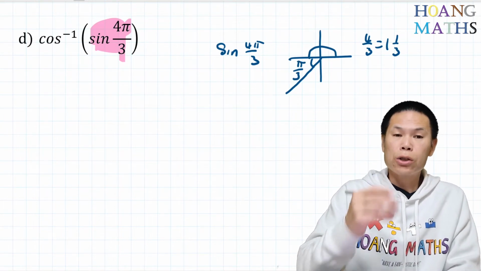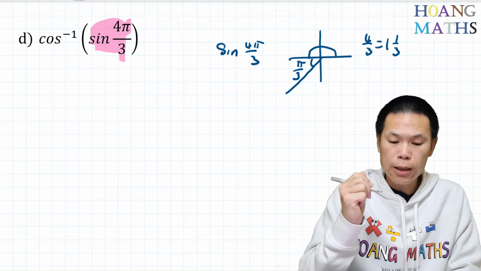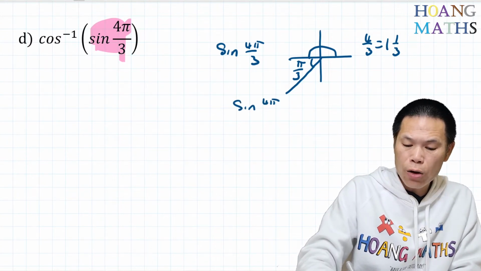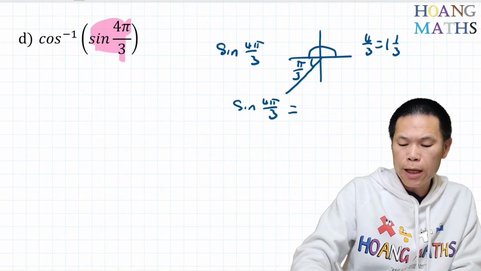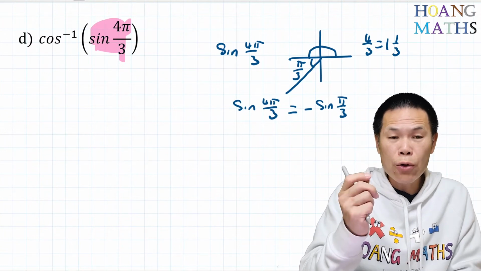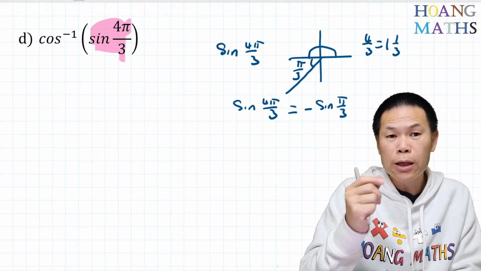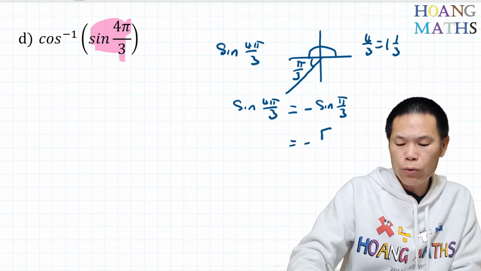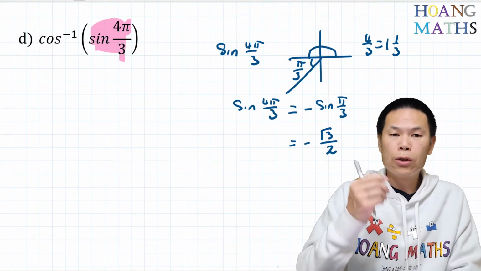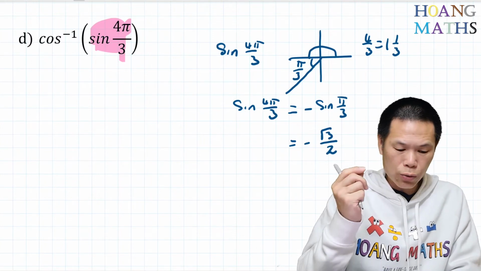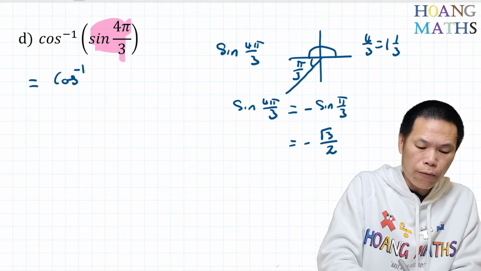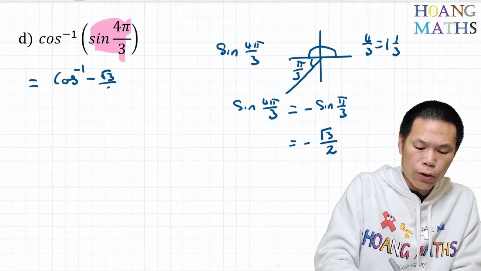So there you go. Sine of this is negative. Therefore, sine of 4 pi over 3 is exactly the same as negative sine of pi over 3. And we know that sine pi over 3, that is 60 degrees, is root 3 over 2. So the answer is negative square root of 3 over 2. There you go. And then we're just going back here. So that is exactly the same as cos inverse of negative root 3 over 2.